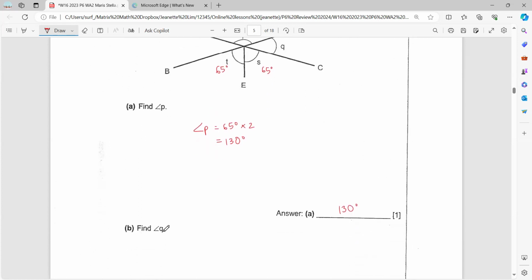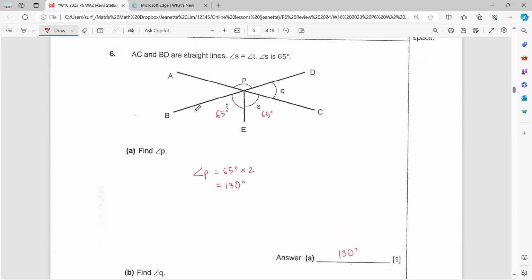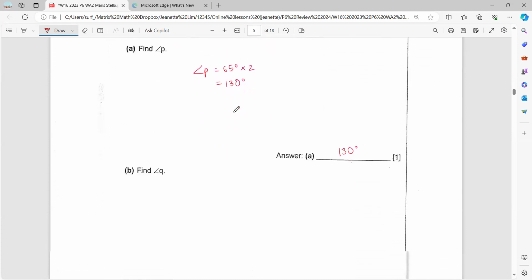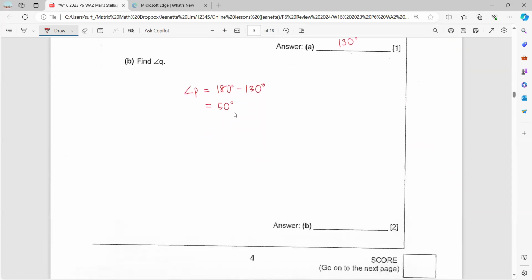Now for part B, find angle Q. Now, if this is a straight line, the angles here form 180 degrees. So you just have to take 180 minus S and T, which we have found already. So angle Q is 180 minus 130. Okay, so this is 50 degrees.